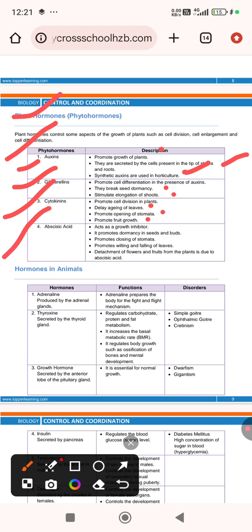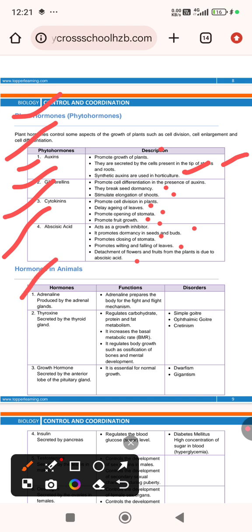Number 4, abscisic acid. It acts as a growth inhibitor. It provides dormancy in seeds and buds. It promotes closing of stomata. It promotes wilting and falling of leaves. Detachment of flowers and fruits from the plant is due to abscisic acid.